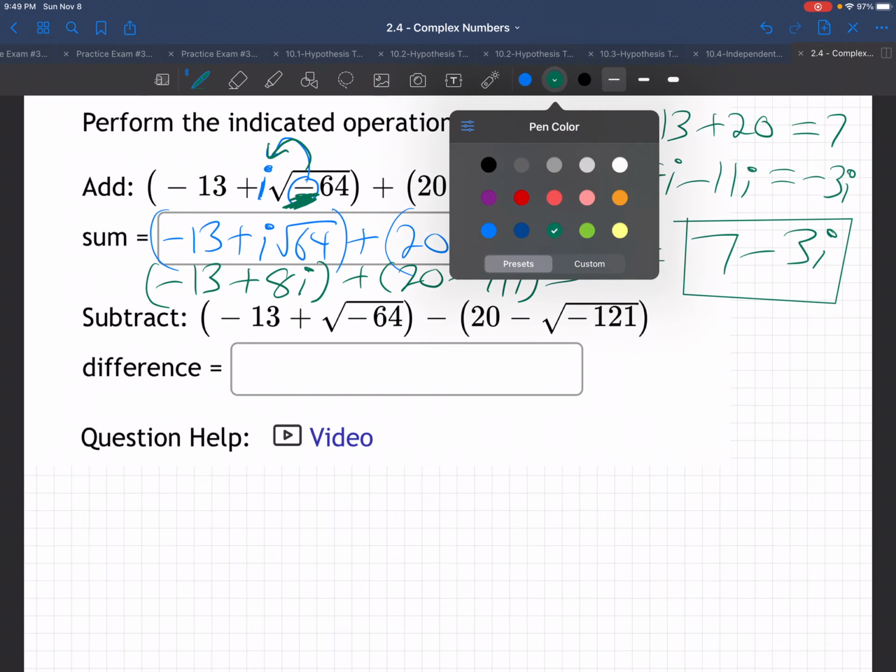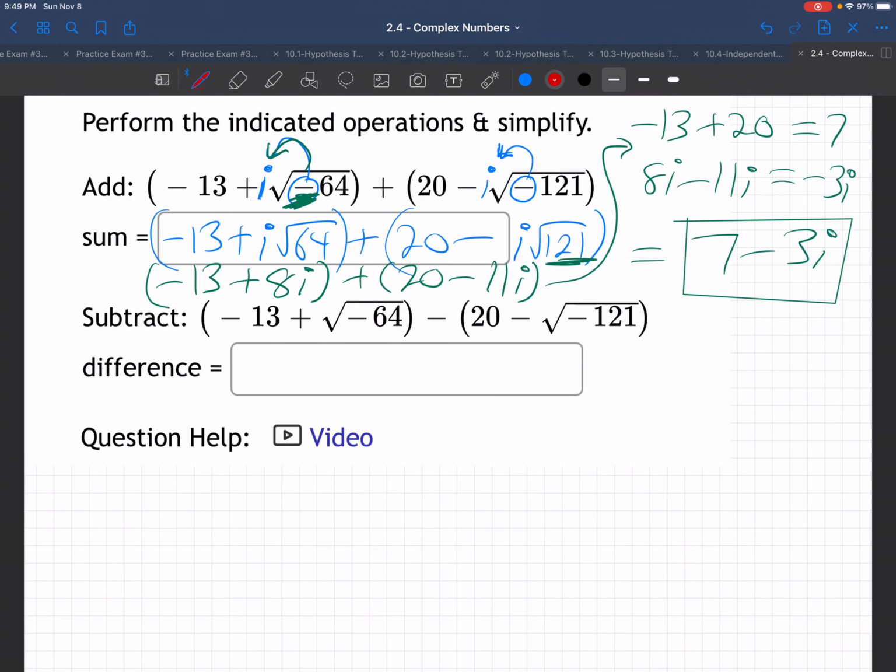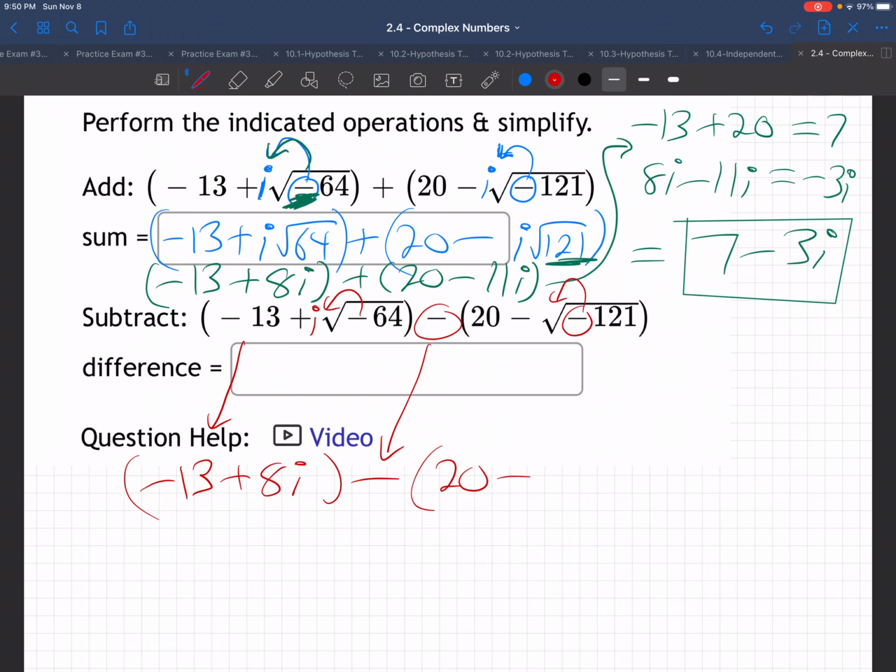Okay, and then the second one is really going to be the same thing. So it's negative 13. This negative comes out as an i, same thing. It's going to be plus 8i minus, this time there's a minus in the middle, 20 minus, and then this negative comes out as an i. So negatives inside the root come out as an i, and then you can do the square root of 121, because it's just a normal 121 once you've removed the negative. So this is 11. I'm just going to put the 11 in the front. That's how we usually write it.